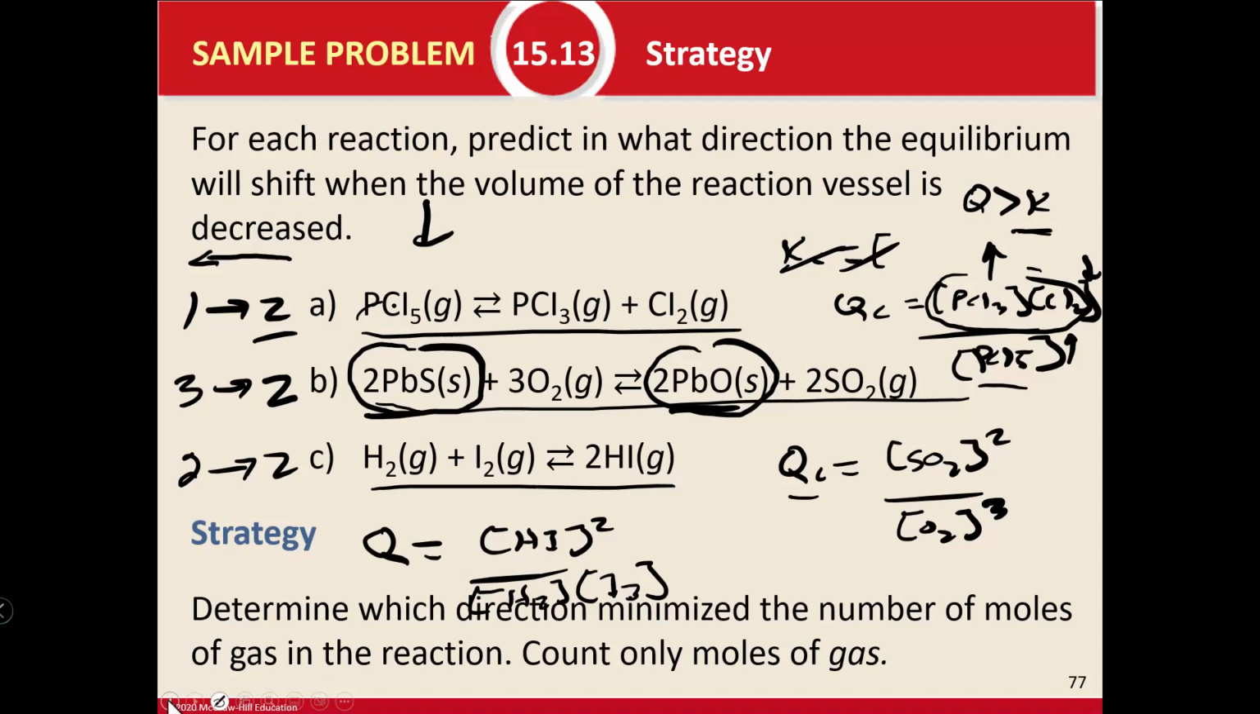In the second scenario, Q is going to be less than K. Let's look at it here. As the volume decreases, this is affected more than this. This is going to get larger than this. So Q is going to be less than K because as the denominator gets larger, the overall ratio gets smaller. And so Q will be less than K and the reaction will shift to the right towards the products to make up for the loss, the pressure, the volume change.